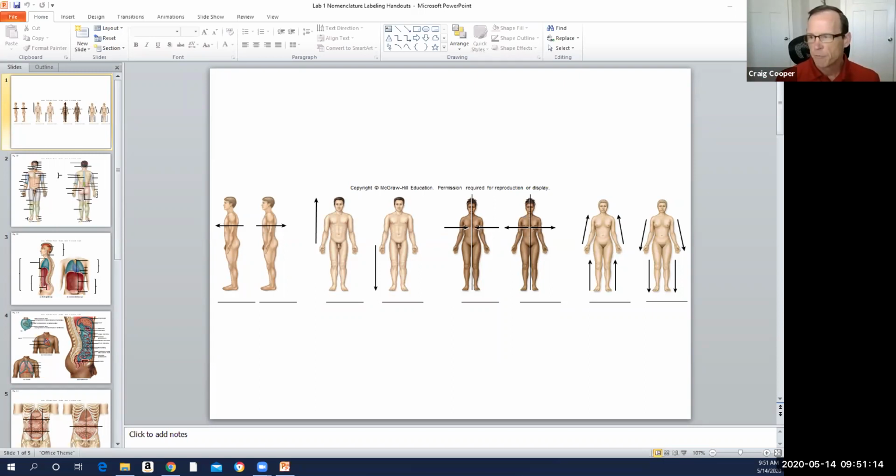So that'll be our first quiz next week. This first one just looks at the different kind of directional terminology that we use. So this is probably the easiest one of the 4. The next slide is probably going to be the hardest one.